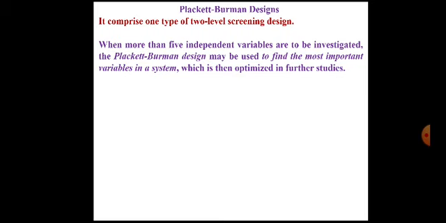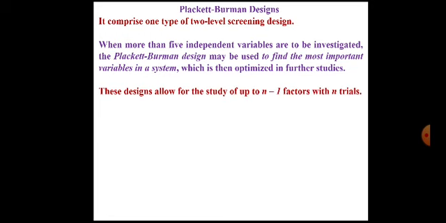This is the objective of Plackett and Burman's design: to find out the most important variable, the most significant variable in the system. Significant means which has a significant effect on the response. It means if you change the concentration of that factor from low level to high level, it shows an effect on the response.